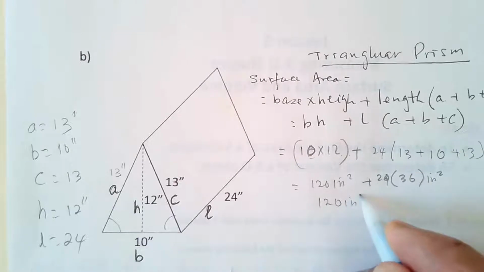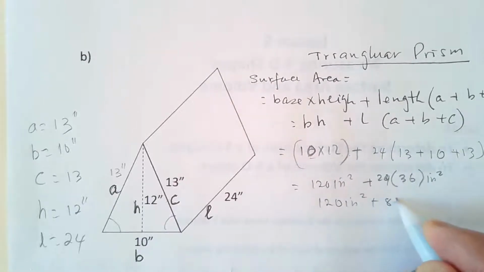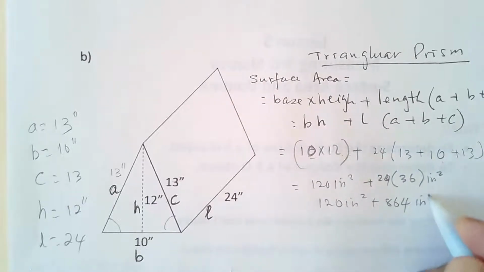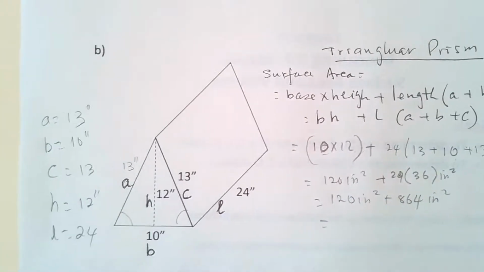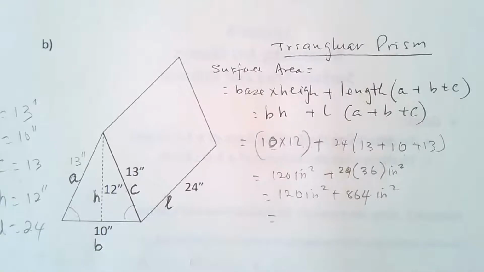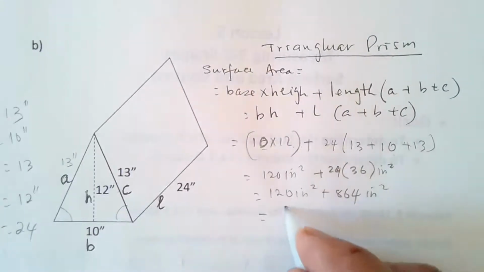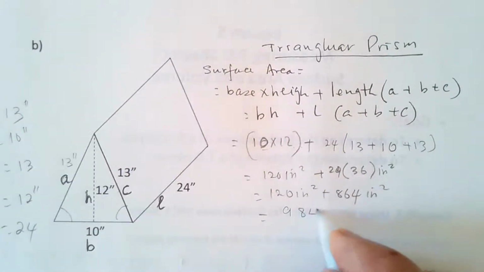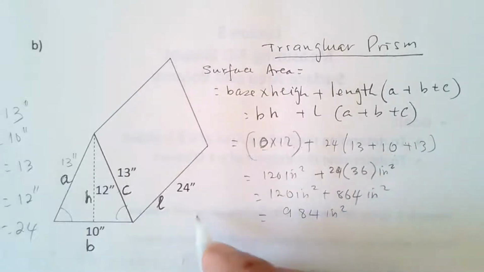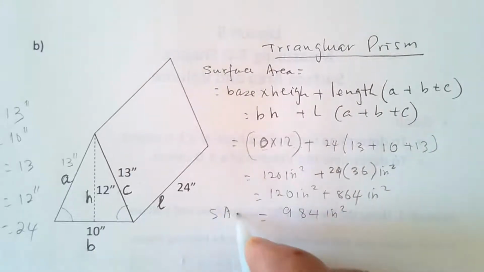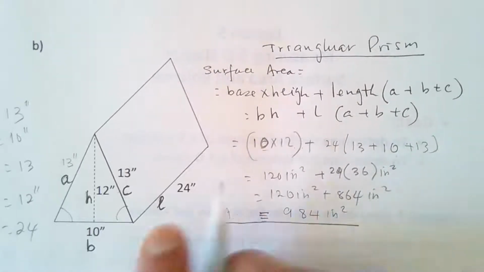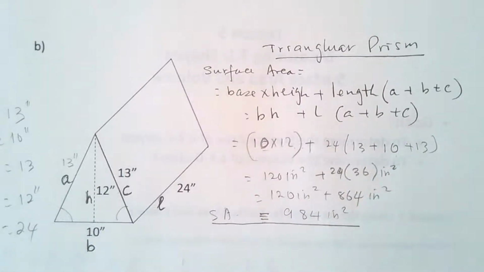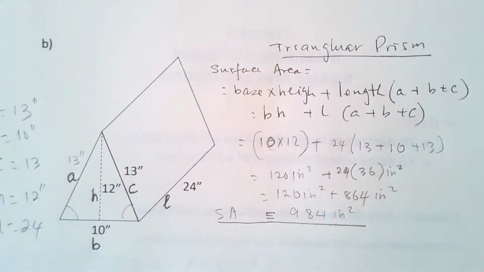So 120 square inches plus 864 gives me a total of 984 square inches. So the total surface area of this triangular prism is 984 square centimeters.